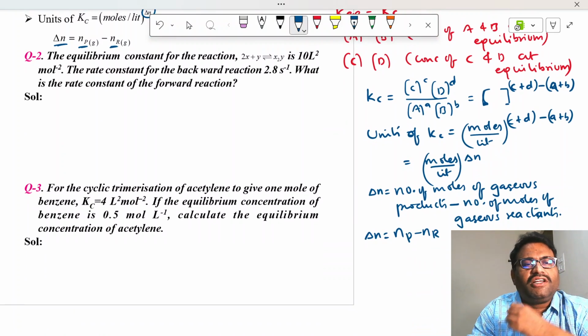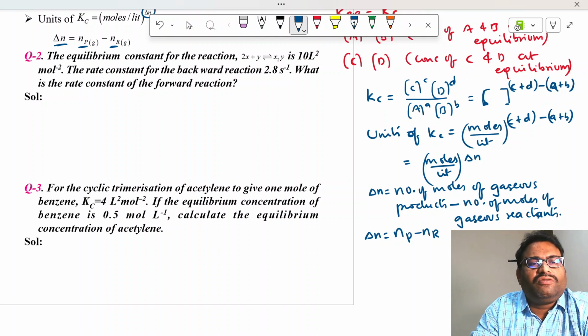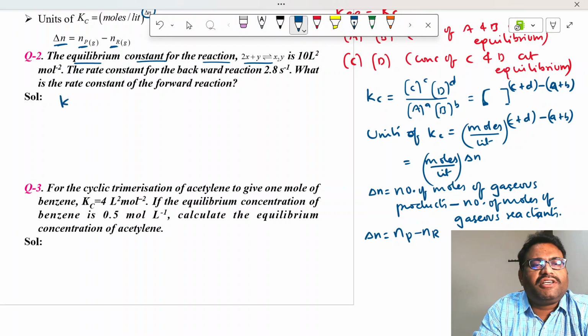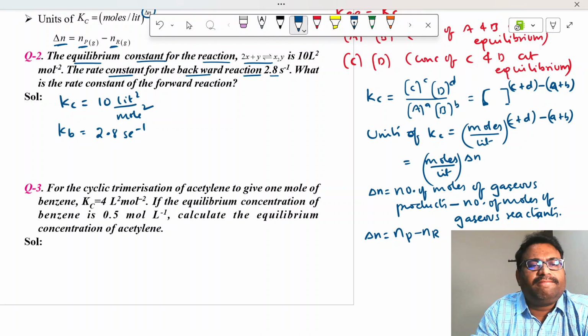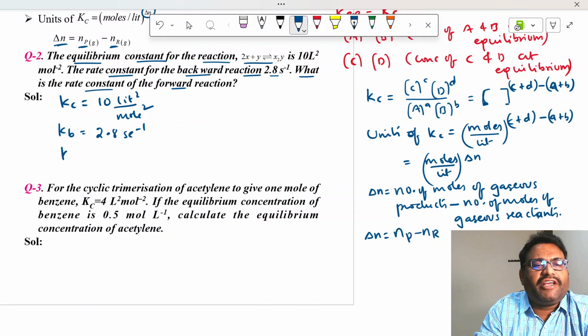So let us see, there is a question here. What is the equilibrium constant for the given reaction? Kc is given. Kc is equal to 10 liter square per mole square. The rate constant for the backward reaction is 2.8 per second. And what is the rate constant for the forward reaction? Kf is asked.